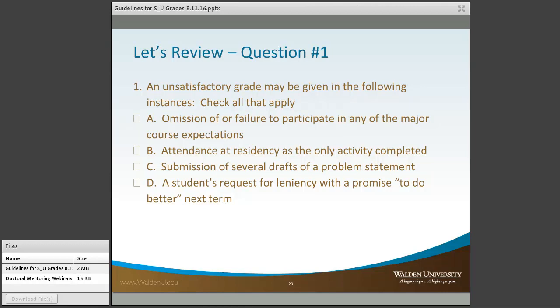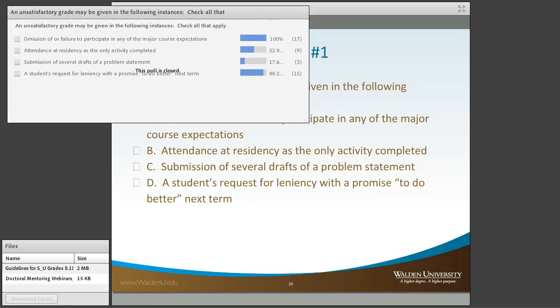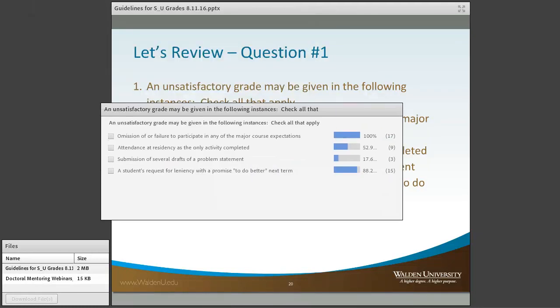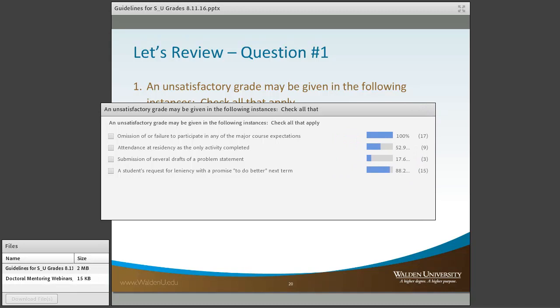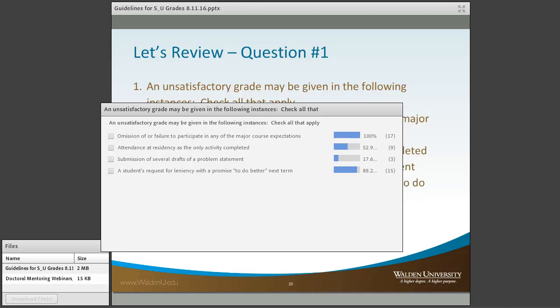Okay, great. So I'm going to open up some polls, and the first one is an unsatisfactory may be given in the following instances. Oh, we still have the results from the last time we did this. So I'll clear that and reopen that for you. Apologize for that.